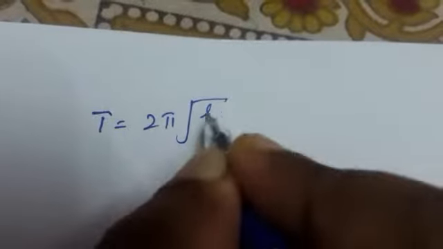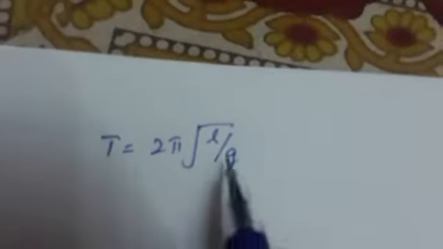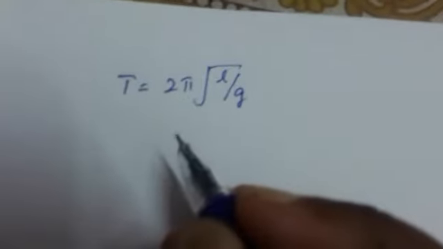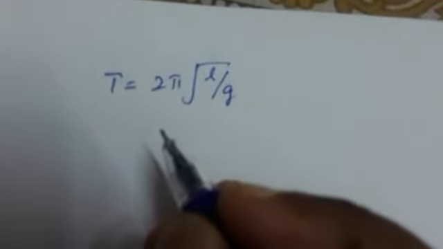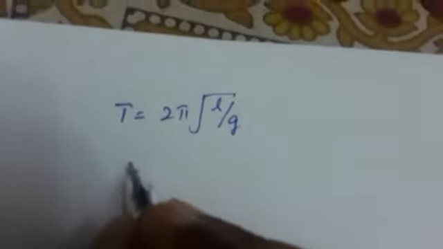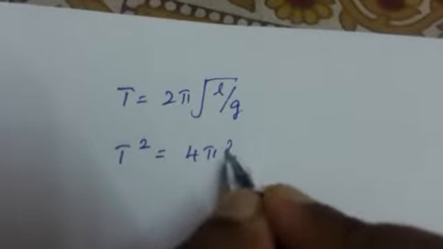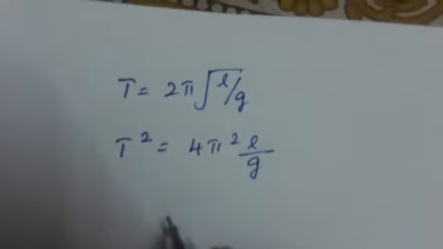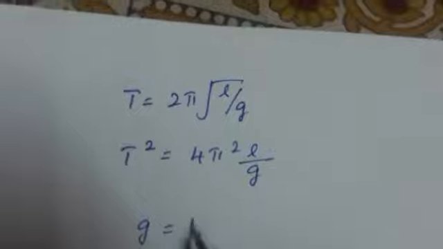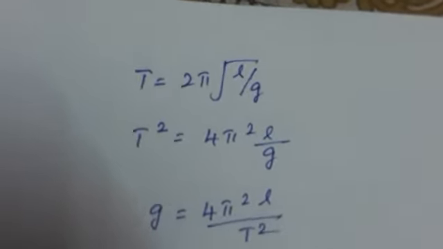Now you have to use the formula T is equal to 2 pi into root of L by g. From that you have to find the formula for g, the acceleration due to gravity, and the percentage accuracy in it. So I am going to square it. T square is equal to 4 pi square L by g. So g is equal to 4 pi square L by T square.